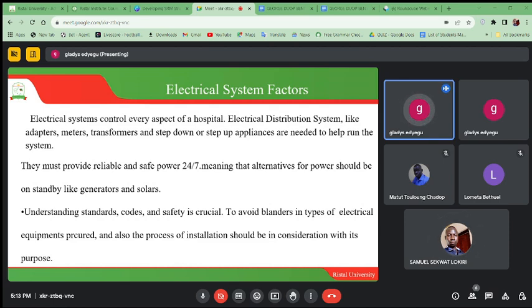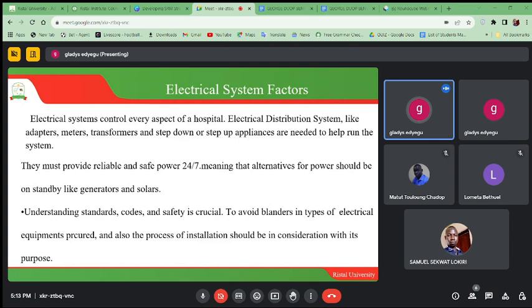So even at night, we need electricity, and during the day we need electricity, and so many machines and equipment need to run with electricity. So electrical distribution systems like the adapters, the meters, the transformers, and the step down and step up appliances are actually needed to help run the systems.